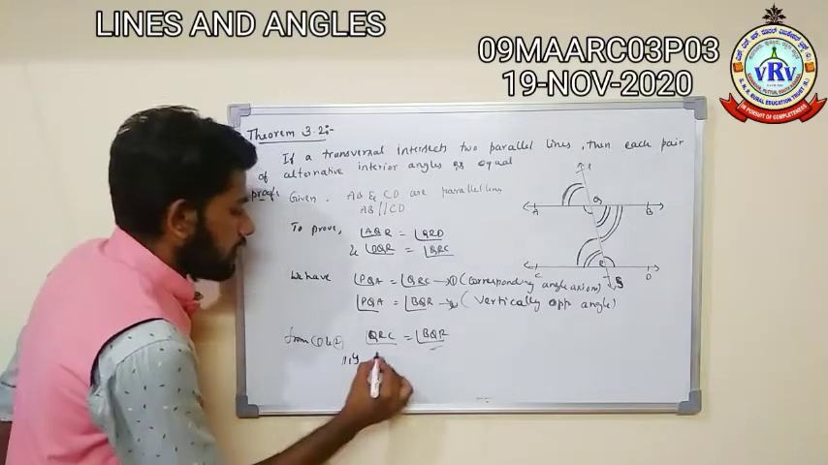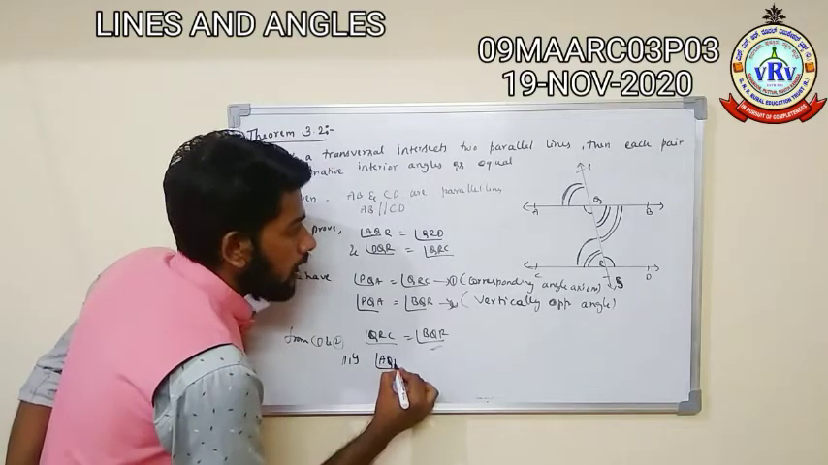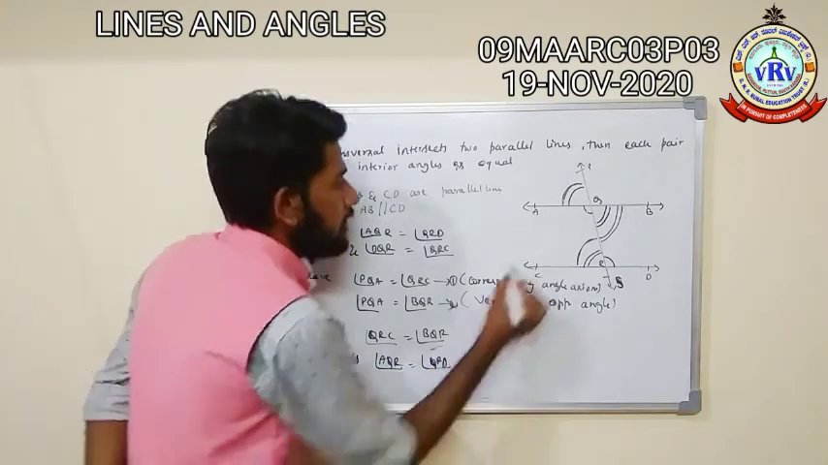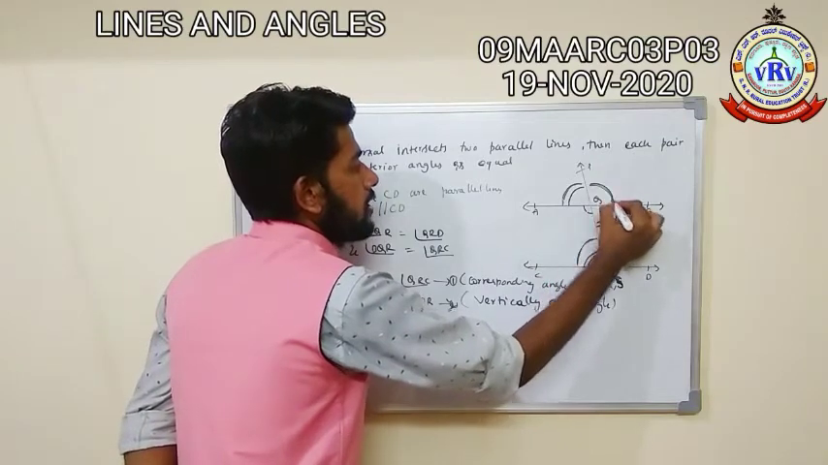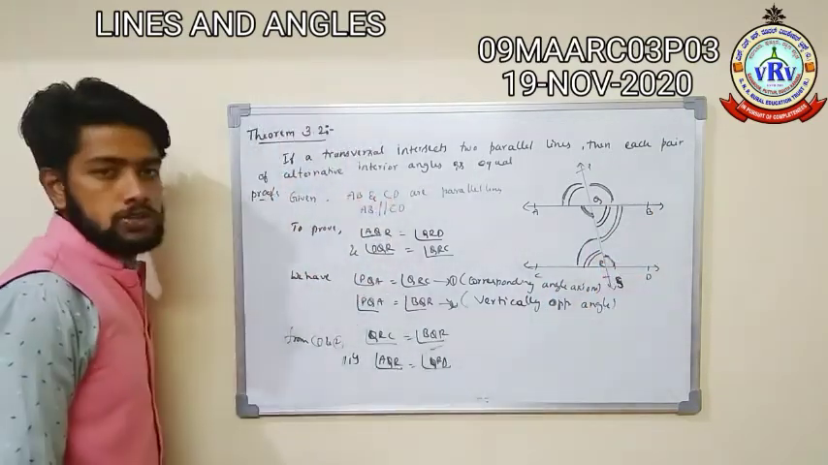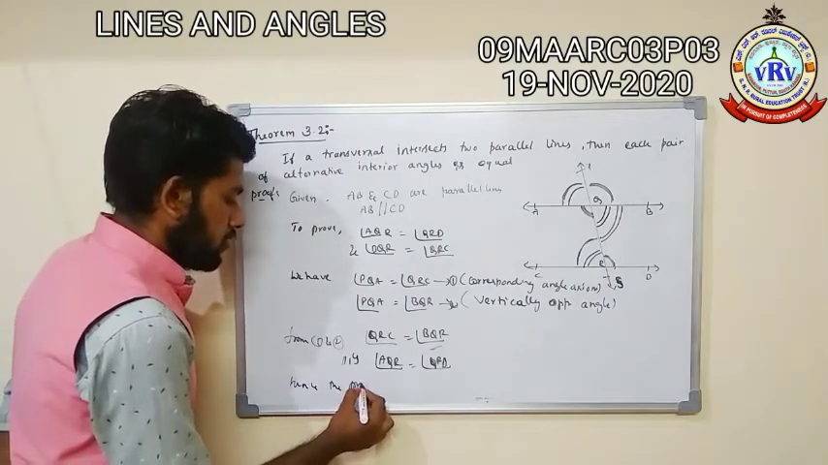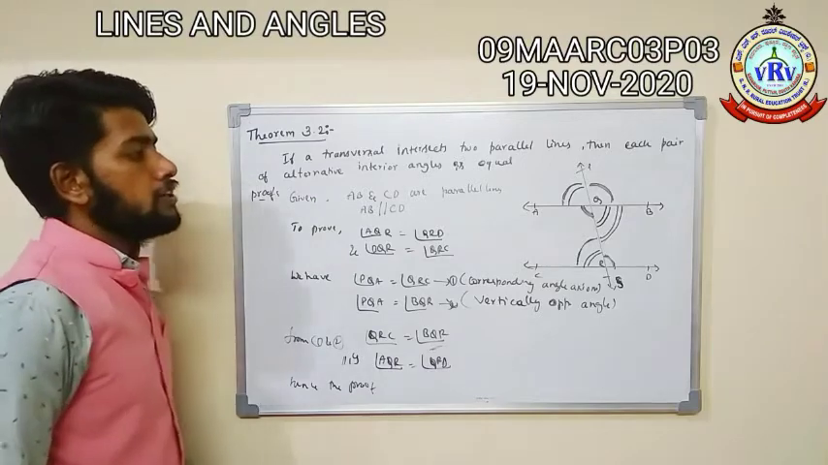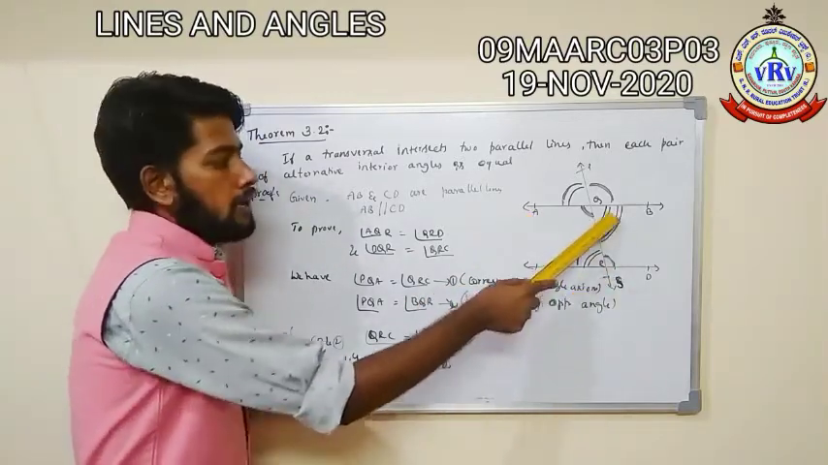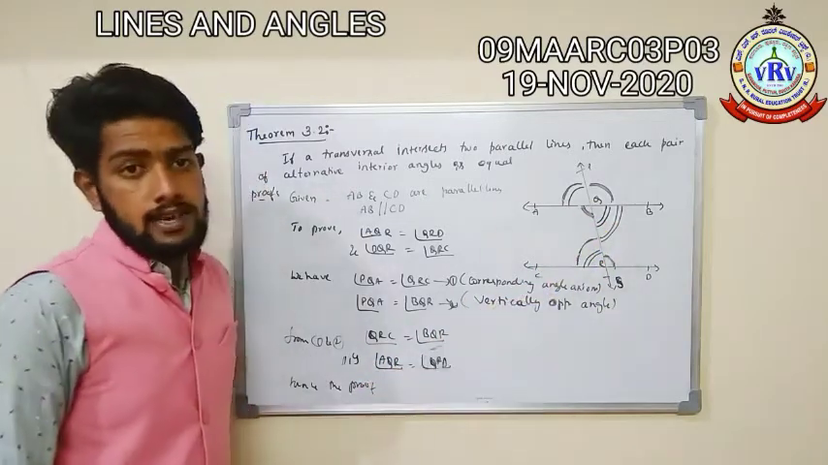Similarly, I can prove AQR is equal to QRD. In the same way, with the help of this angle, I can prove these two angles are also the same. Hence the proof. Therefore, we can say if two lines are parallel, alternate interior angles are the same.